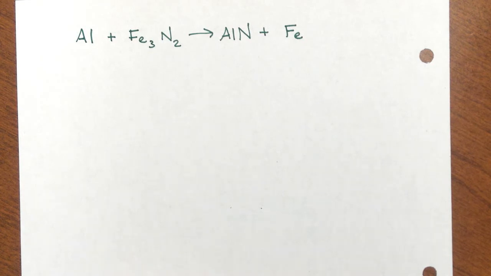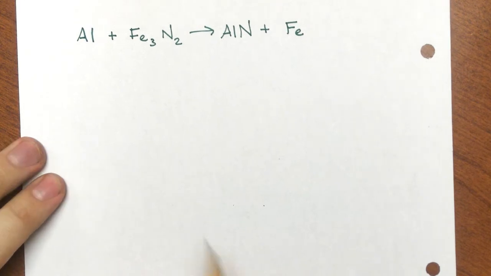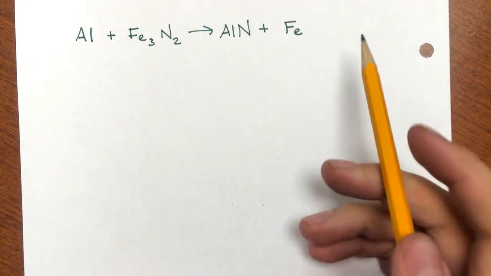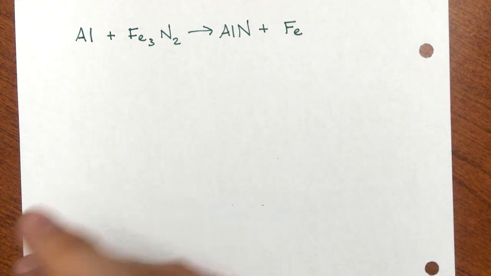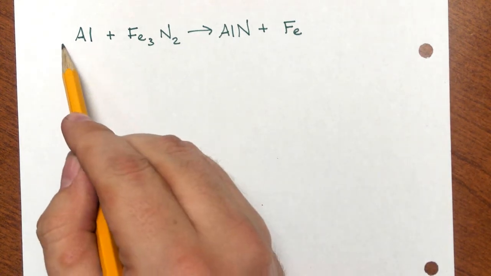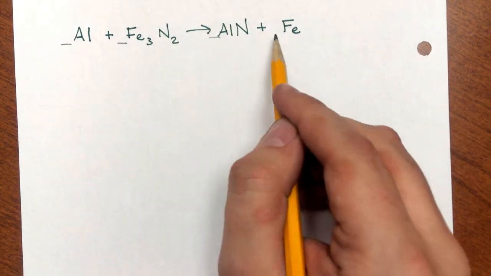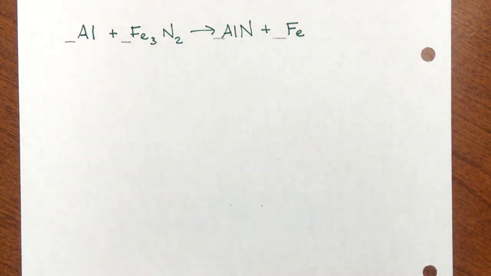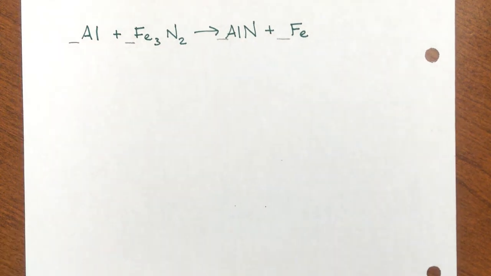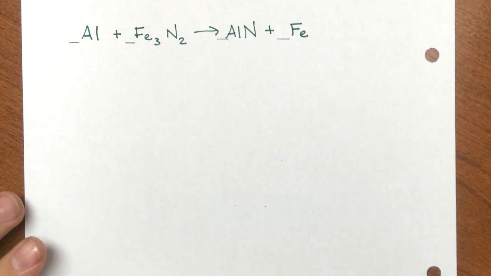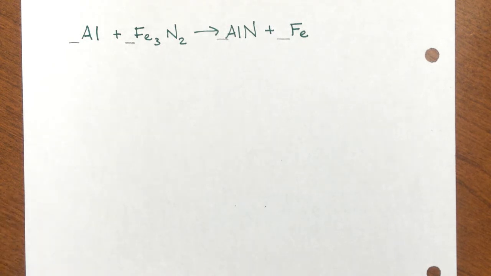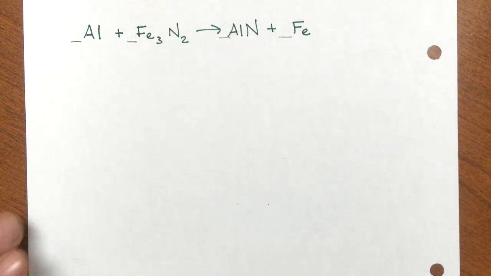So let's talk about how we do this using matrices. So the idea is here I have four compounds, and what I'm trying to do is come up with coefficients that I can place in each of these positions whereby the equation is balanced. I have the same number of aluminum molecules on one side as I do on the other side, and same with iron and nitrogen. See, I told you I knew them. So how do we do this?